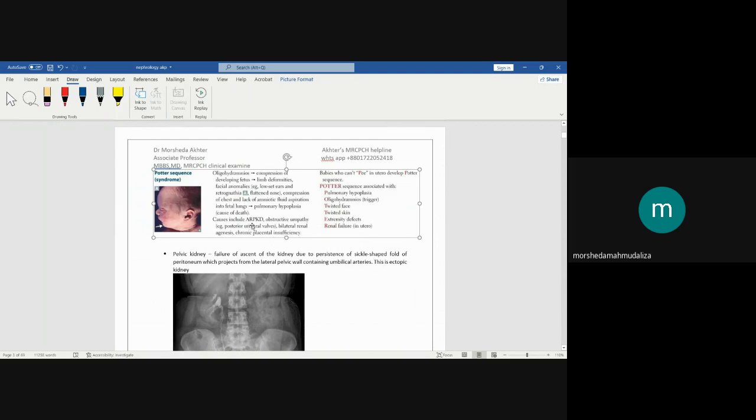So what are the causes of Potter sequence? Autosomal recessive polycystic kidney disease, obstructive uropathy, bilateral renal agenesis. This could also be chronic placental insufficiency. So both renal and non-renal causes could be there. Okay.